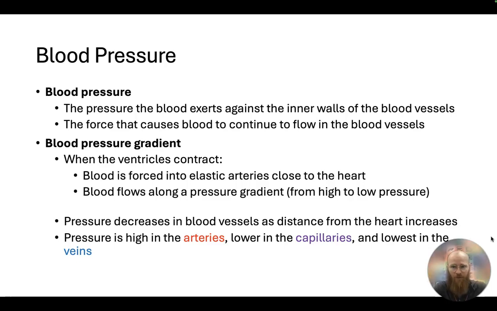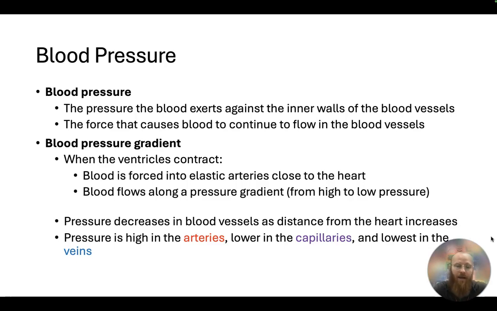Every time the ventricles contract, blood is going to be forced into those elastic arteries that are closer to the heart. And then it's just basically going to continue to flow along a pressure gradient, always from an area of high to low pressure. So this is a passive process. The highest pressure is in the ventricles whenever those contract, and then it's going to continue going in a wave from that area of highest pressure to the systemic circulation or the pulmonary circulation, going from high to low. So pressure is going to decrease in blood vessels as they get more distant from the heart.